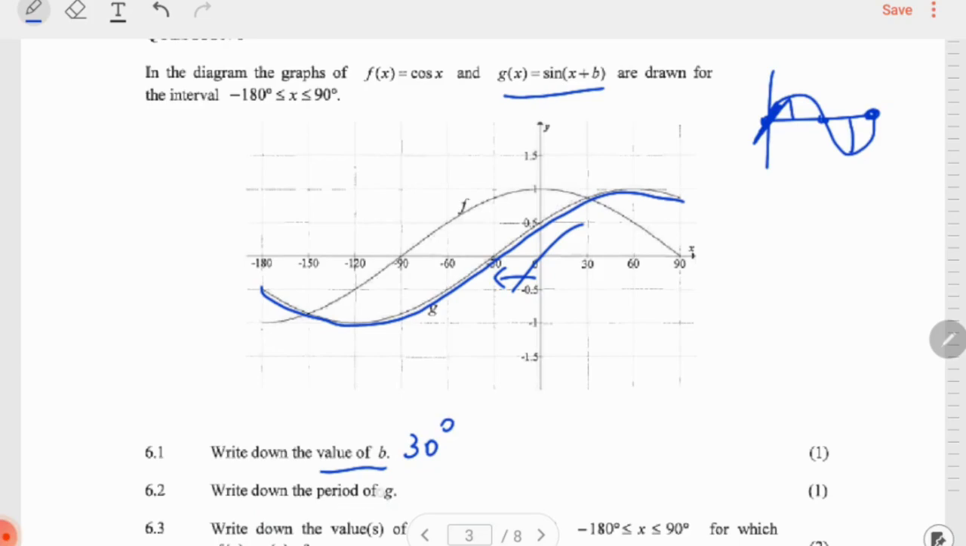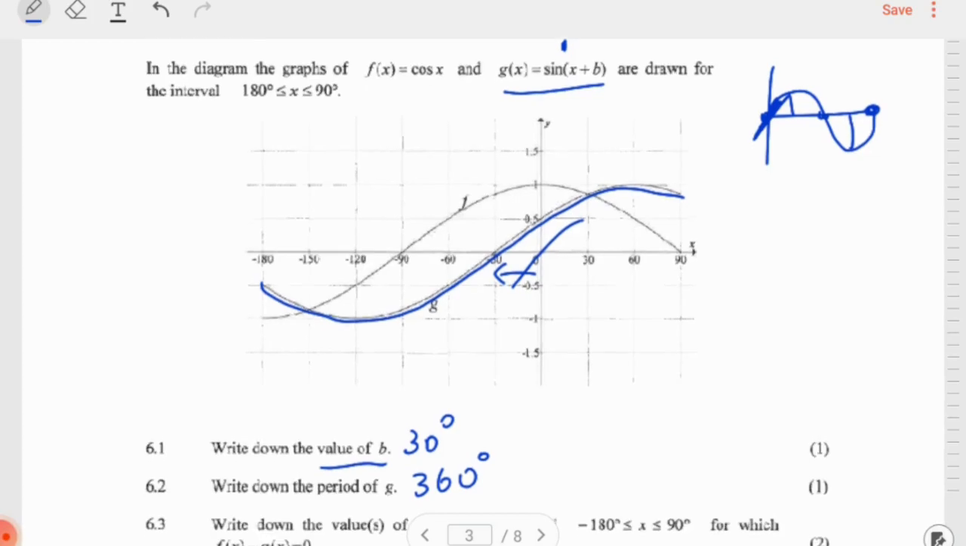So that means b here is positive 30. And then what is the period of g? There is g. The period, what is the coefficient of our angle? It's just 1. So that means nothing changed. Originally, the graph of g is 360. It will remain 360 because k, the value of k is 1. So 360 divided by 1 will be 360. All right.